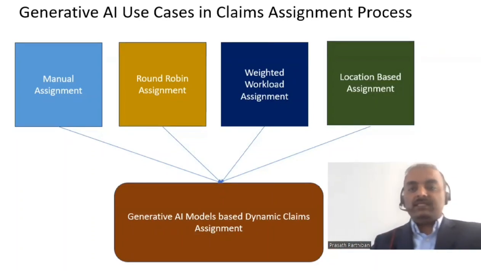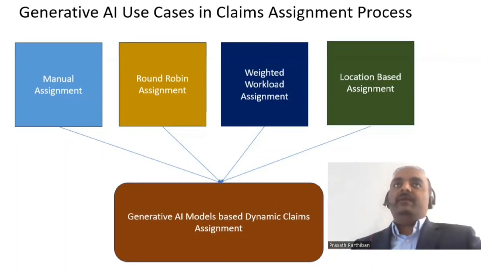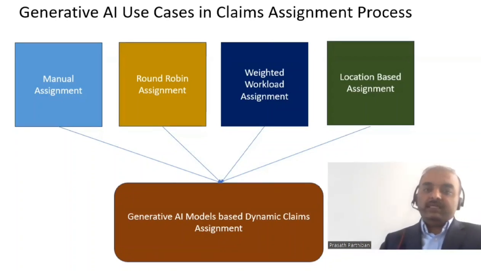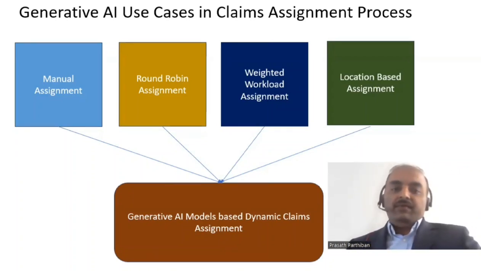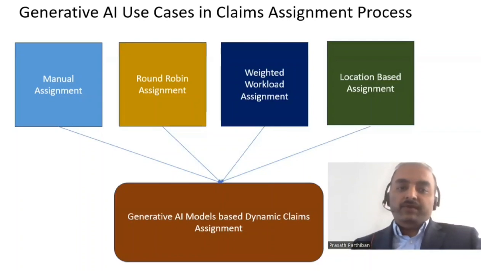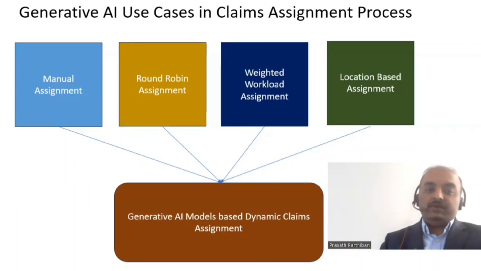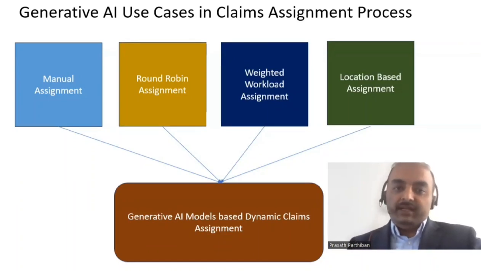The fourth one is location based. Sometimes if you have a claim in California, we make sure that it is assigned to an adjuster within the same region. Now, in today's traditional way, we have to configure, say, I'm going to follow round robin, which means in certain scenarios, if we wanted to follow weighted workload or location based, we have to reconfigure the system. So a lot of additional tasks have to be done.